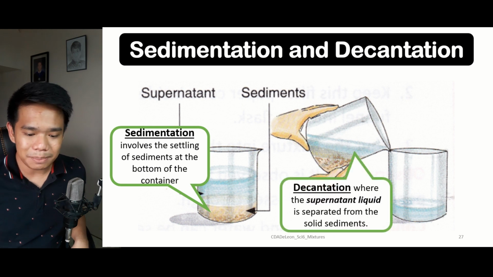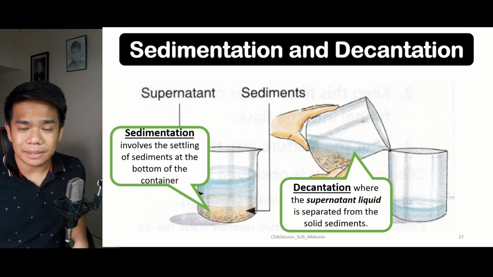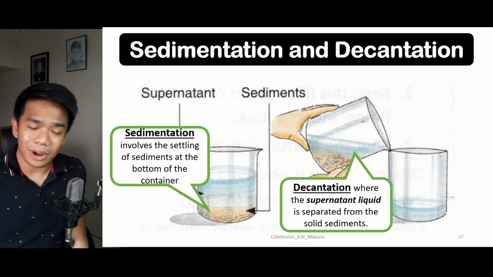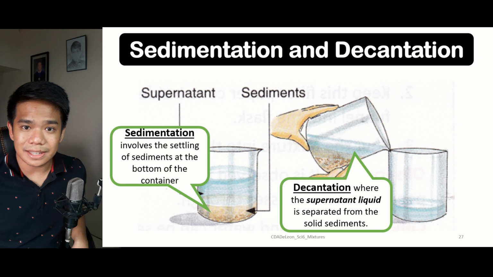Then it is followed by the decantation, or the process in which the supernatant liquid is separated from the sediments itself. Now, the decantation process can also be used in a mixture of two liquids, in which one liquid is insoluble with the other. A best example of this is the mixture of oil and water.